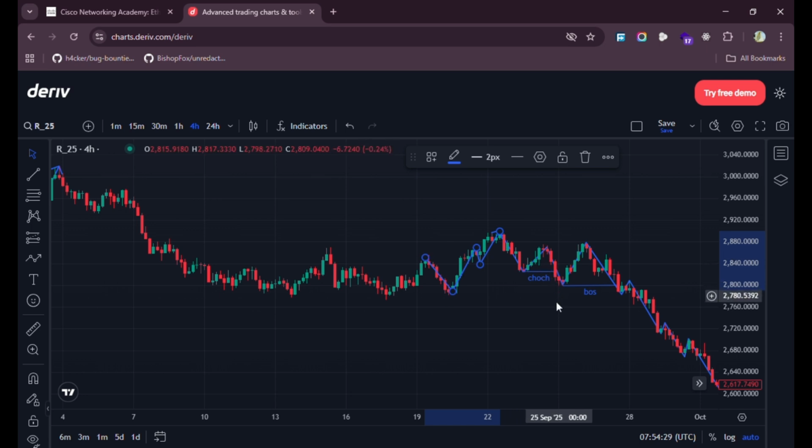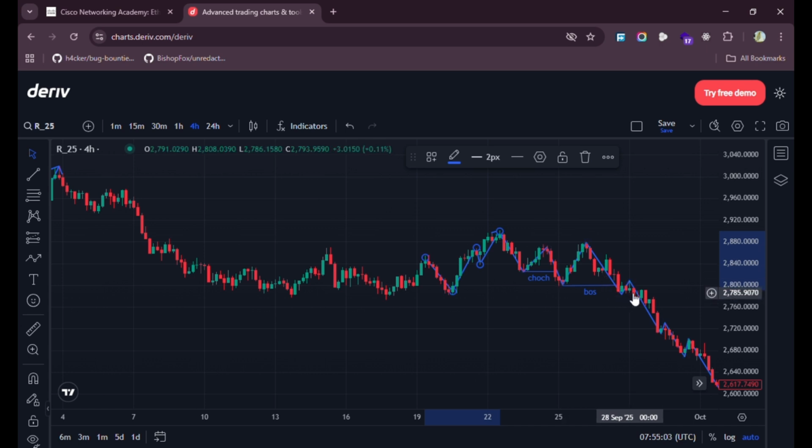So once you see this, that the market was showing you that it's going to change, it's unable to take out this previous low, you wait for your confirmation. Once the market gives you a change of character, it will trace back to your point of interest. Then don't enter, wait for break of structure.